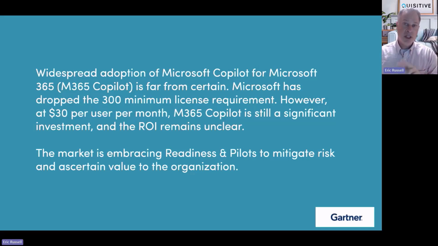And generally speaking, we're seeing two types of pilot. And that's really the message of this slide: what is the market embracing? It's embracing readiness and pilots to begin to understand how Copilot is going to provide a return on investment to their organization. $30 per user per month is a modest price, but it's $360 a year for a person. So there are oftentimes intentional decisions about making that purchase. So pilots are the way that people are ascertaining value. Now, there's generally two types of pilots that we're seeing.